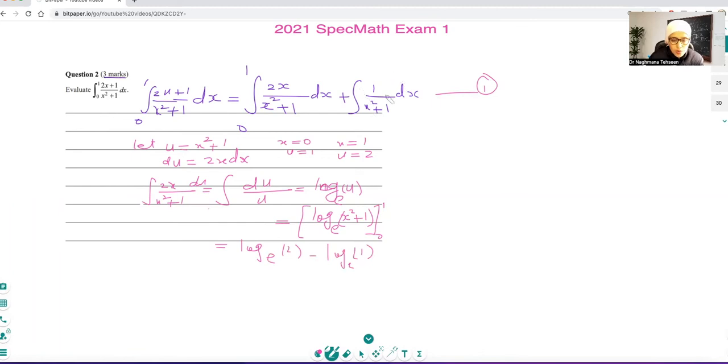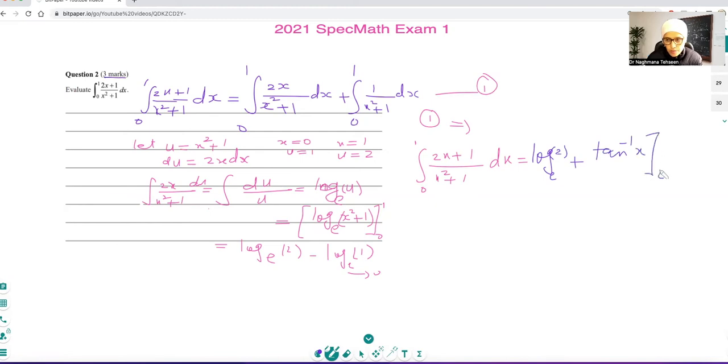Okay, so this 1 over x squared plus 1, that's what we know is a tan inverse of x. So we get log e of 1 is 0, so that becomes 0, and log e of 2. So now we say I1 implies the first one would be log e 2, so that means our integral from 0 to 1 of 2x plus 1 over x squared plus 1 dx should be equal to what? The first integral gave us log e 2, and the second one we can write as plus tan inverse of x from 0 to 1.